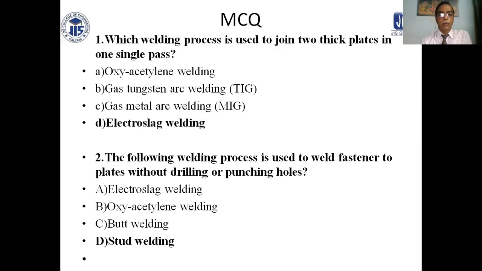Next question: which welding process is used to weld a fastener to a plate without drilling or punching holes? A is electroslag welding, B is oxyacetylene welding, C is butt welding, D is stud welding. Stud welding is the answer.